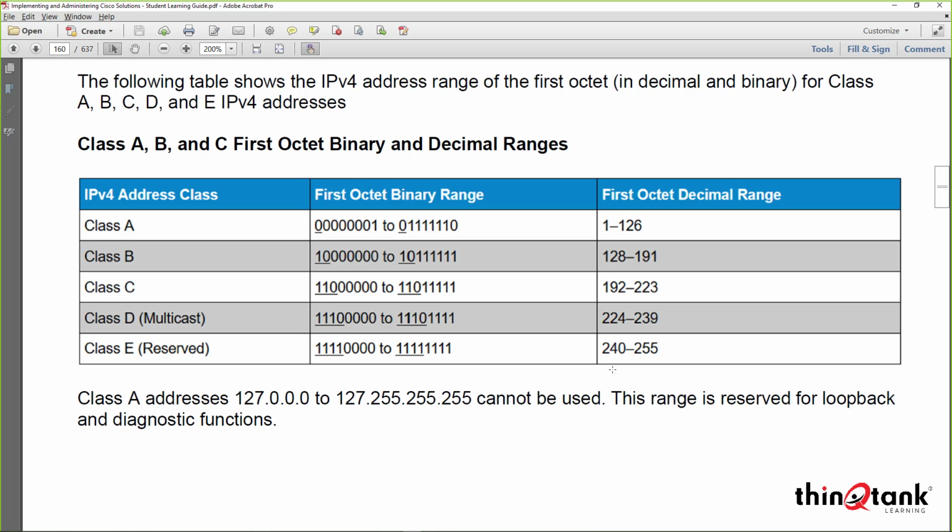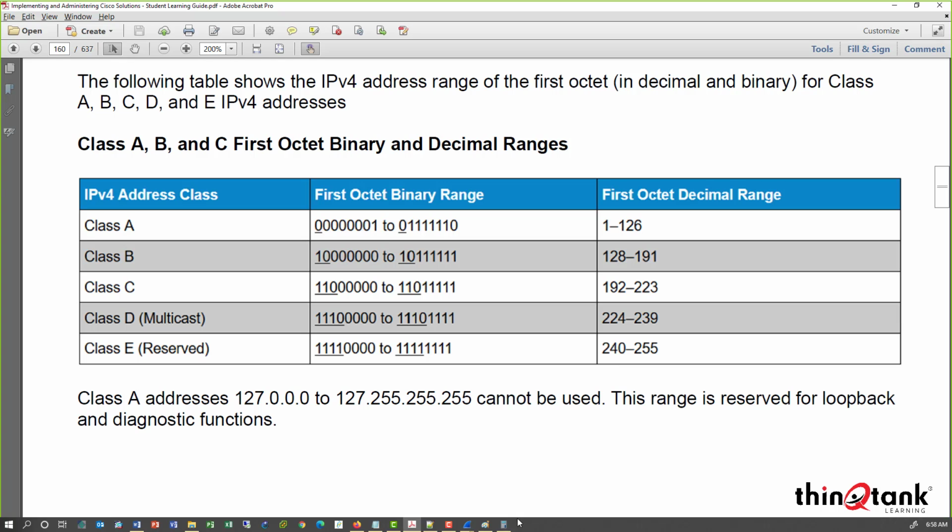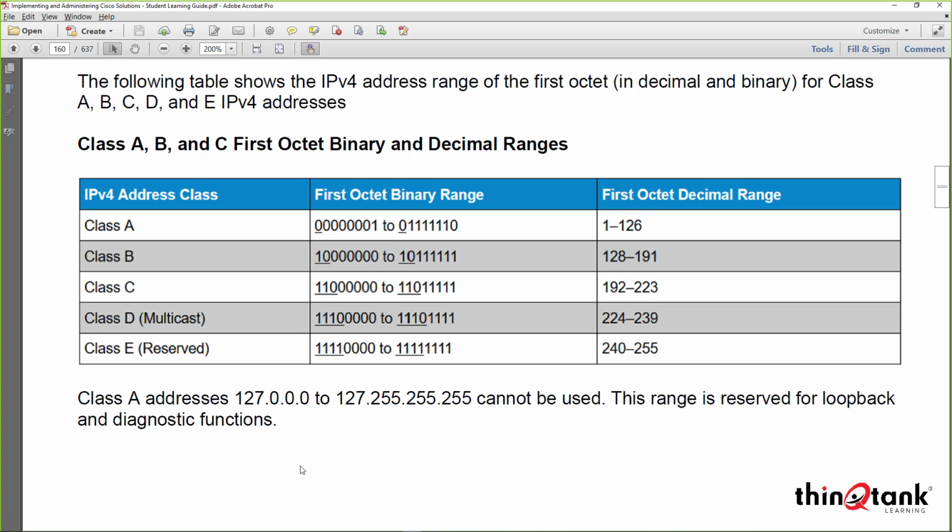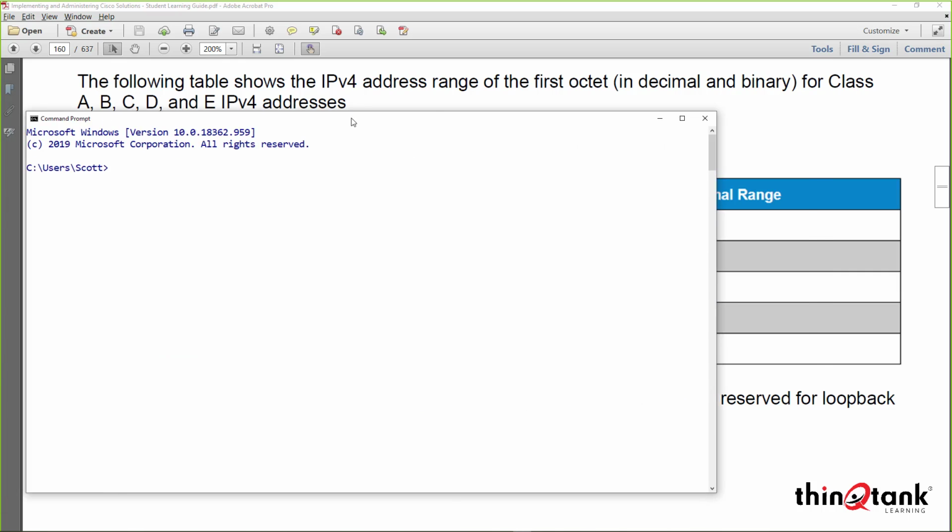So mathematically, how does it break down? Even though we don't really care anymore, you still need to know it for the test. Class A is 1 to 126, actually, technically, mathematically, 0 to 127. 127 is missing from here because it's used for one single purpose, which was not very well thought out either.